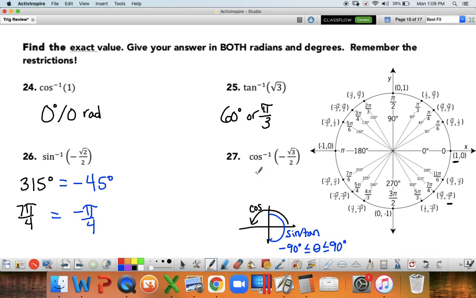Our last one here, we want to know what angle has a cosine value of negative square root of 3 over 2. Well, here it is right here. So it's 150 degrees, or 5 pi over 6. And for cosine, the restriction is going to go from 0 up to 180 degrees. So we're good. We're within that range there.